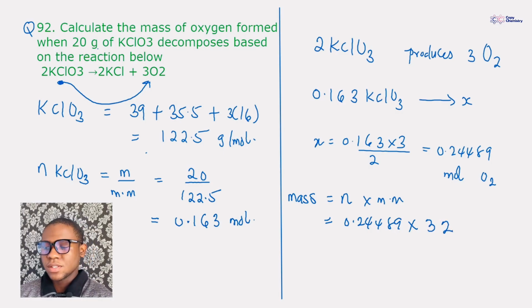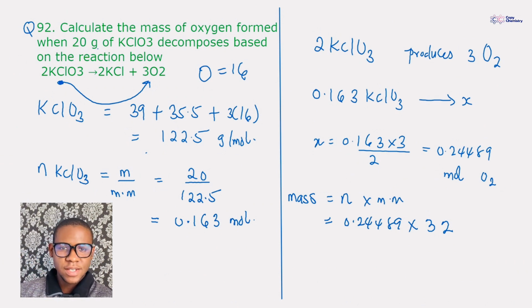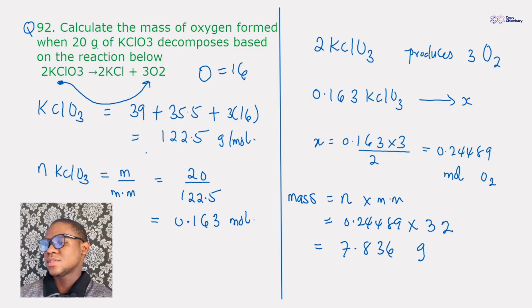So how did I get 32? Oxygen on its own is 16, but we have O2. So you're going to do 2 multiplied by 16, and that's 32. So now multiplying that out, we're going to have 7.836 in grams. And that is our answer.